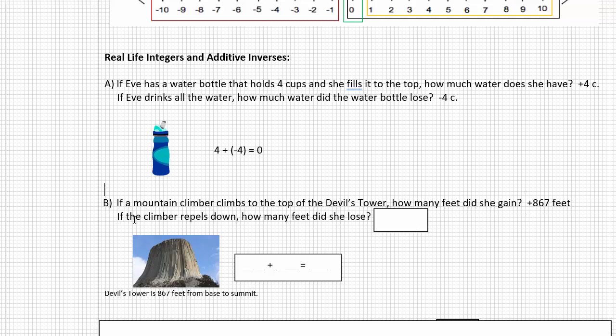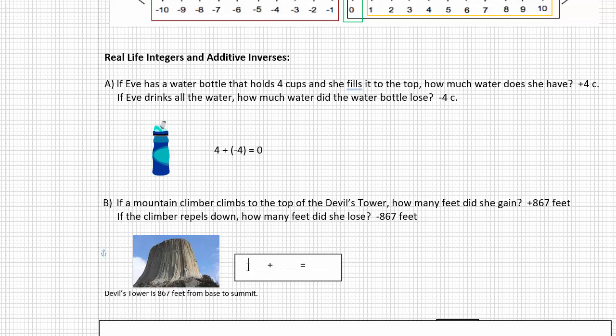Now, that same climber then repels down, right? Because you get up there, you have to get back down. So the climber repels down. How many feet did she lose? Well, it's the same distance, but now we're going in the other direction. So that would be -867 feet. So now we're going to look at what happens if we combine these two actions.